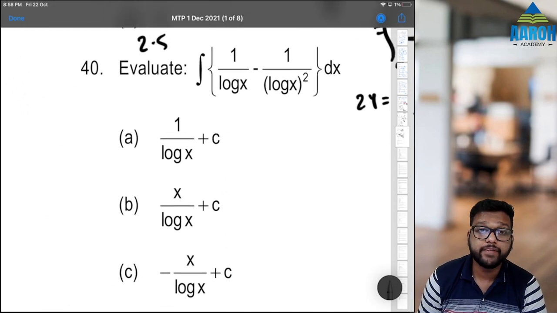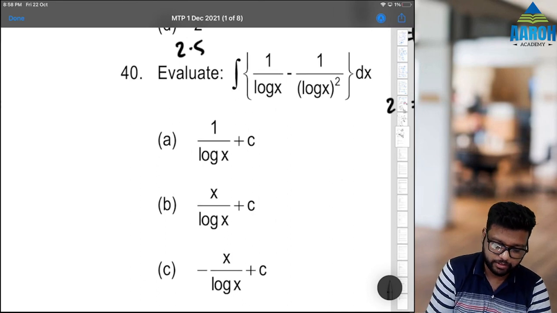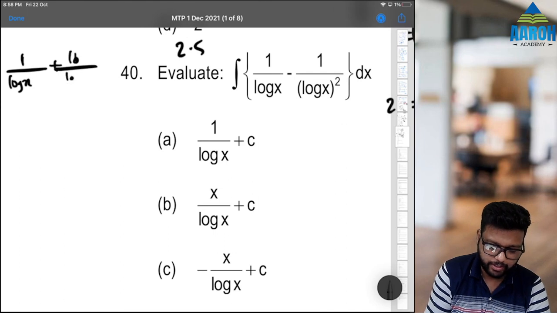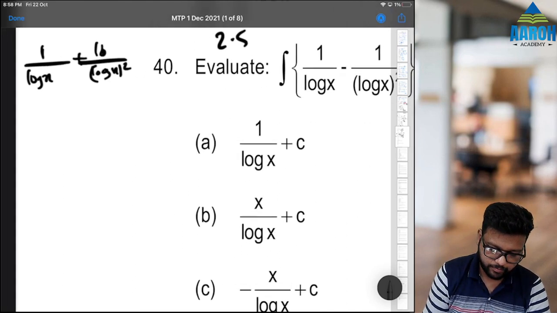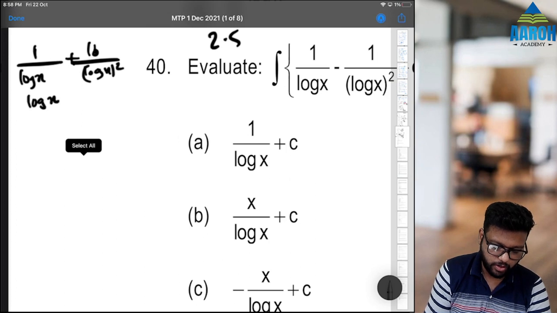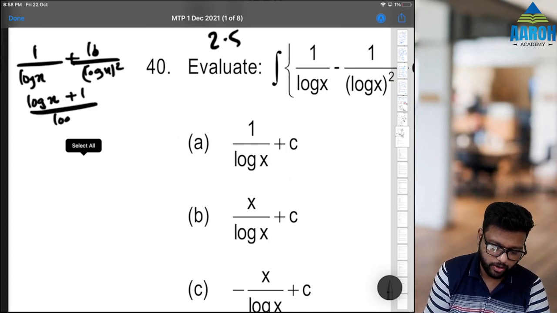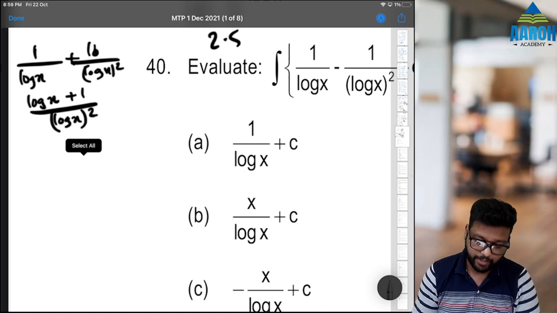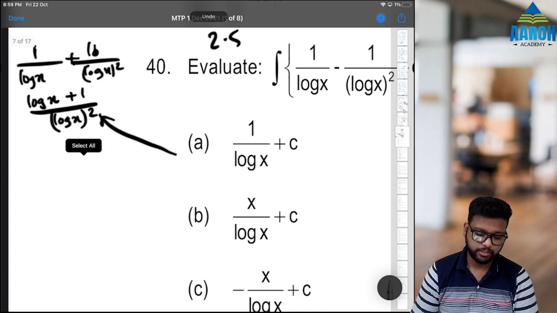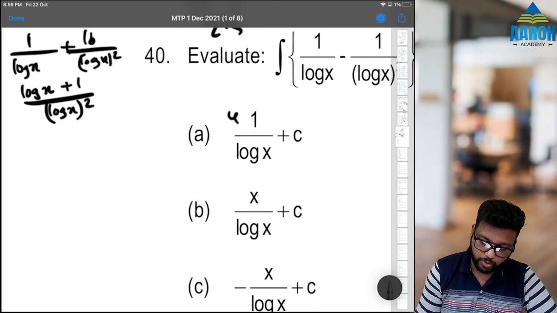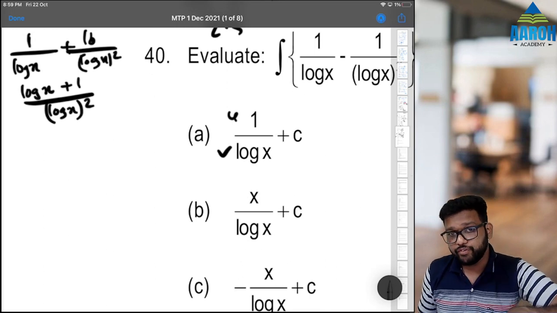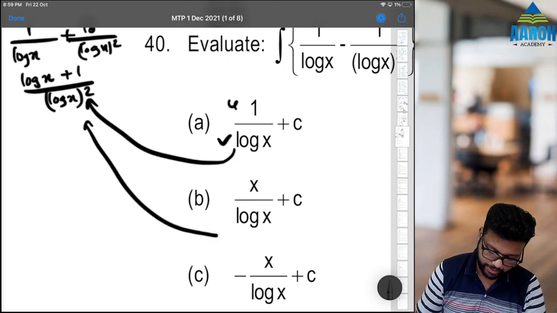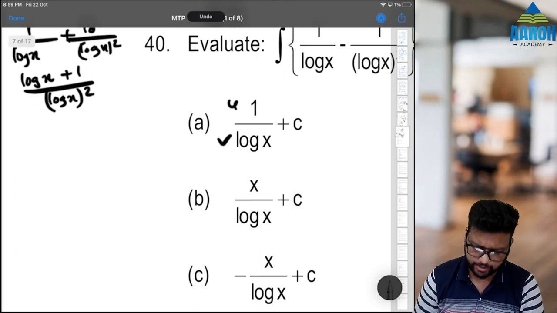But before we go by options, let's simplify the question first. The question is 1 by log x minus 1 by log x square. Let's take the LCM. So it will be log x minus 1 by log x bracket square. Now we can take the derivative of the options and check which one gives us this answer, because in the options we have u by v, and when we take the derivative of u by v, in the denominator we get v square, which is matching here. So let's see which option gives us the correct answer.